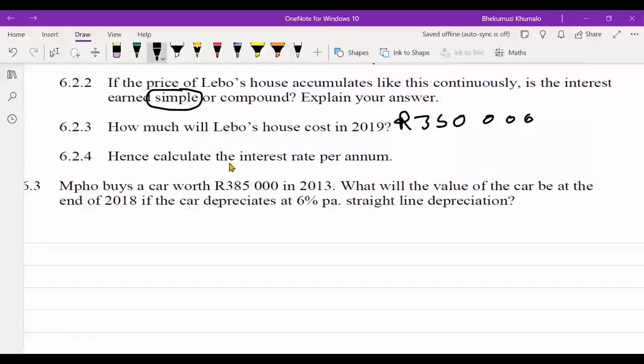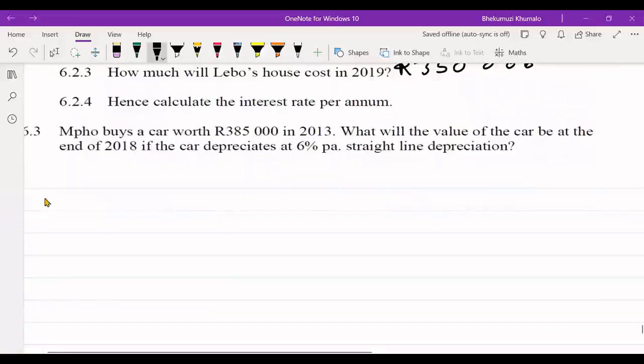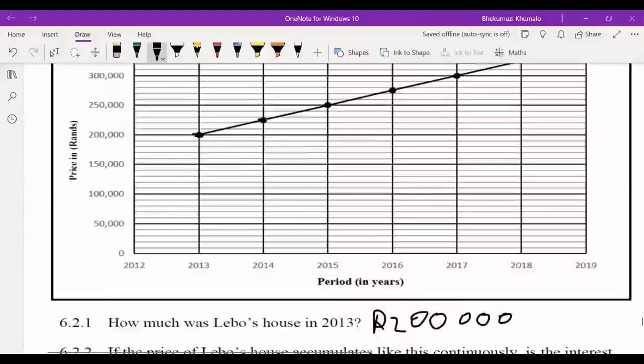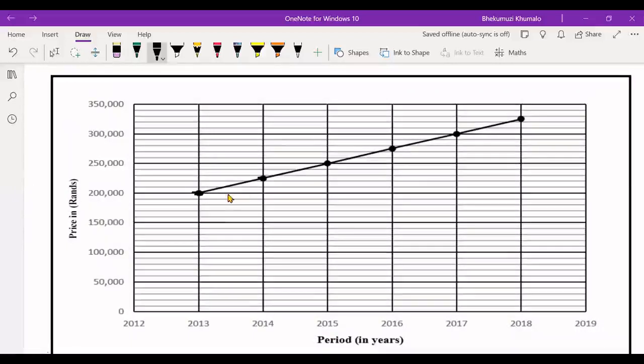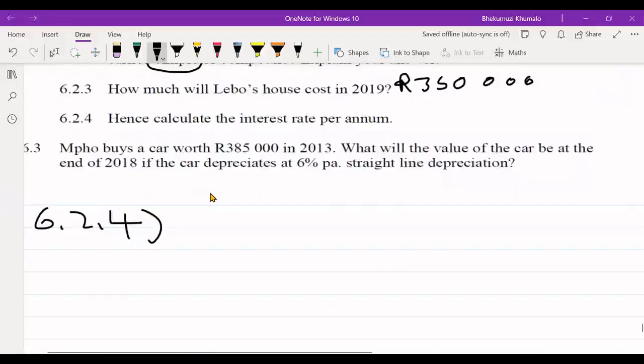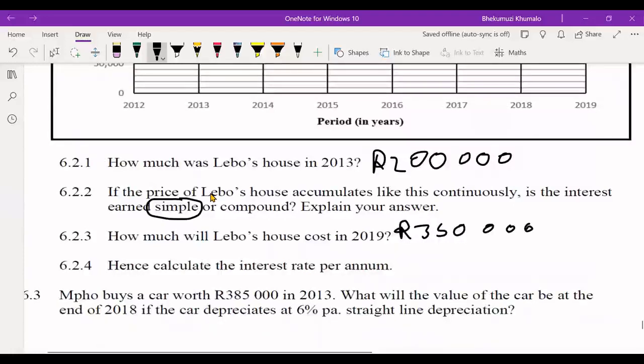Then they say, hence calculate the interest per annum. You're lucky that in 6.2.3 there was a pattern being followed if you looked at the graph properly: first 200,000, then 225,000, 250,000, 275,000, 300,000, 325,000, and the next one would be 350,000.